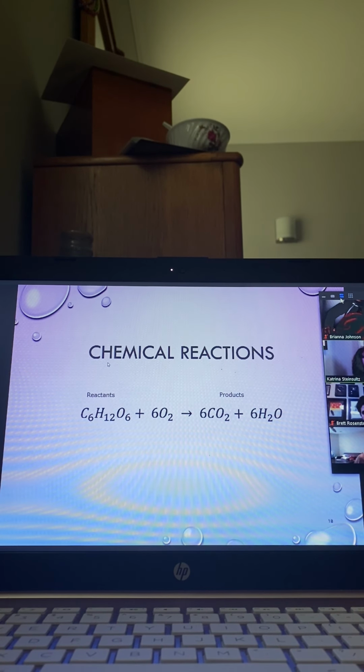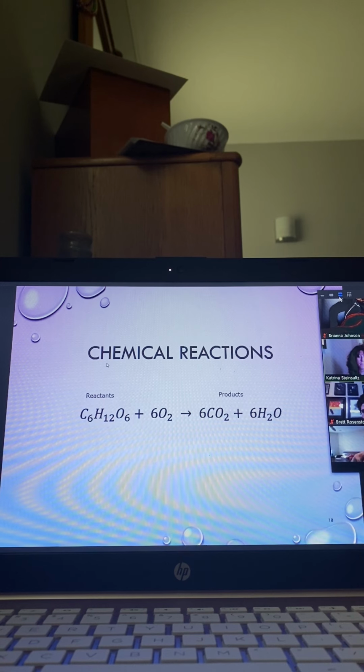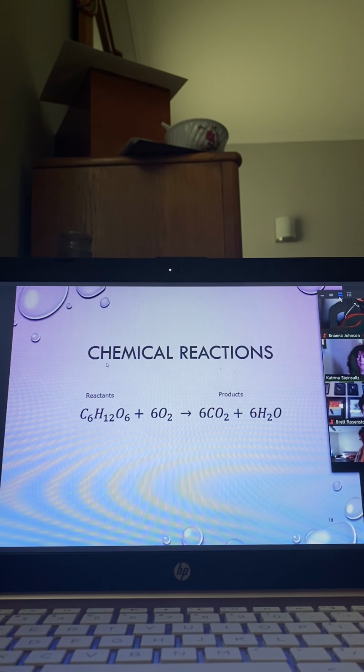But I did get a question in the chat. At what number do molecules become a compound? There's no set number for that, for anything. It basically depends on the compound. So it's not like all of a sudden, okay, if we get 3, it's a compound. Compounds and molecules are kind of used interchangeably.